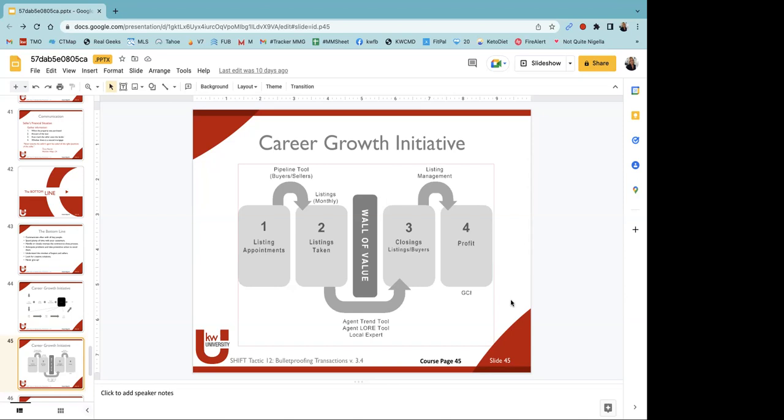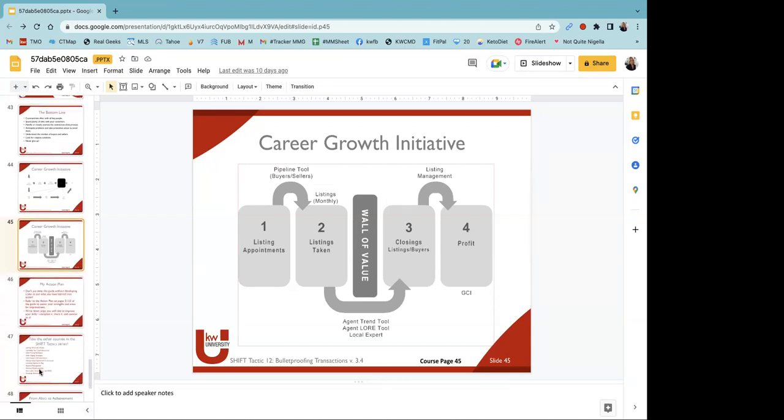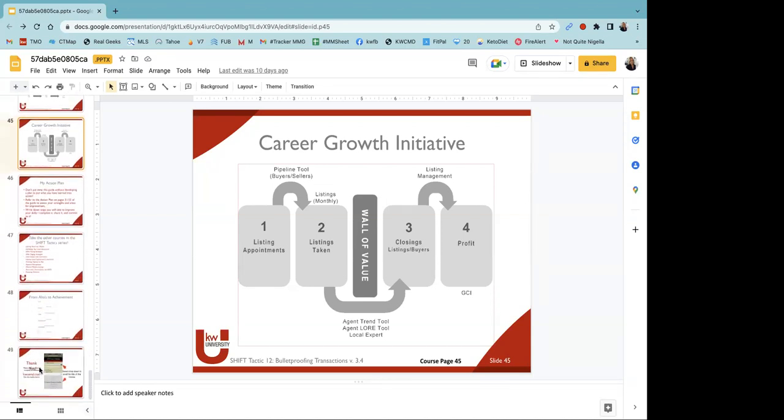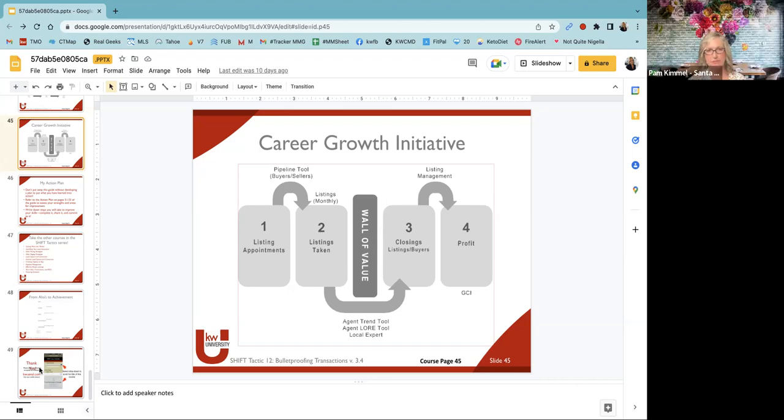But the wall of value is, if you don't give a clear value proposition to your clients, you never get to 3 or 4. You can do 1 and 2 over and over and over again. But if your clients don't feel like you're taking care of them and you don't have the skill set, which is going to be extremely important coming up here, to get to the closing table to earn a profit. So you have to be very clearly defined on what your wall of value is as an individual agent, as an agent of your market centers, as an agent of KW. Very, very clear. That's what that is, Pete.